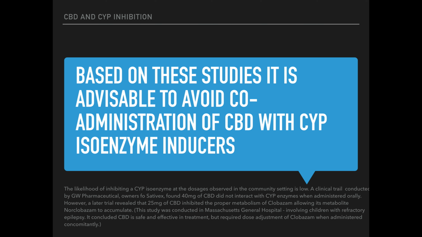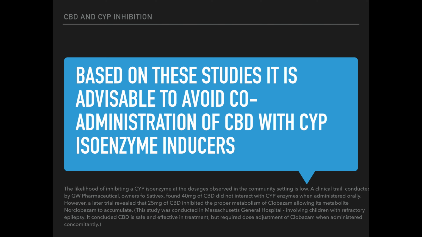CYP isoenzyme inducers. Now, the likelihood of inhibiting CYP isoenzymes at the dosages observed in the community setting is low, because we never administer really more than 40 milligrams across the day. But as I mentioned in one of the posts in the last couple of weeks, it becomes a problem when we have people who are also using CBD water and eating CBD cake and CBD infused foods, and we start to have clinically relevant doses at that stage. It's very easy to find somebody who is administering in excess of 300 milligrams per day. Now, obviously, if they're eating it in foodstuffs, bioavailability is going to be low, so the risk still remains low.